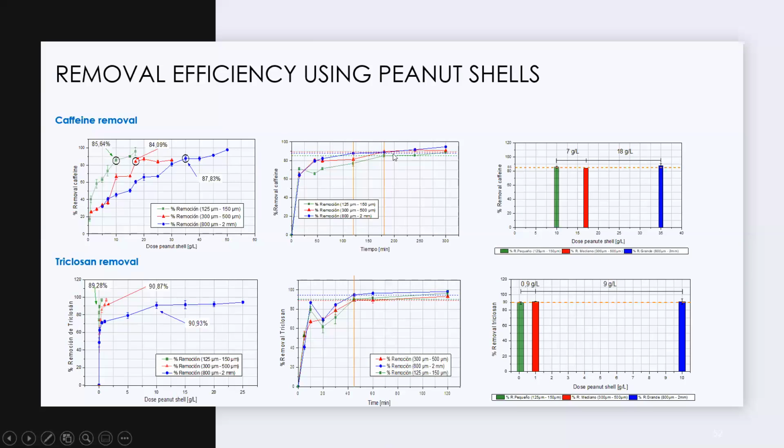But in the case of caffeine, for instance, in this plot, you can see that that will happen after 3 hours, 180 minutes. You are able to remove something like 85, 90% of the caffeine present in a synthetic wastewater. In this case of triclosan, if you wait something like 60 minutes, you will remove 90 to 95%, more or less, with a given dosage of these adsorbents.